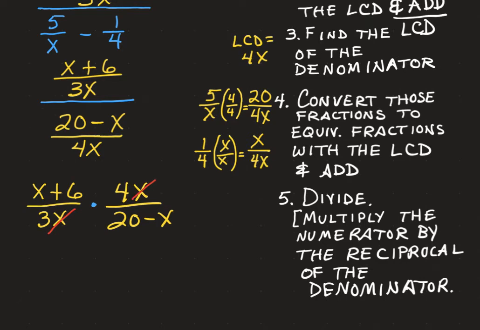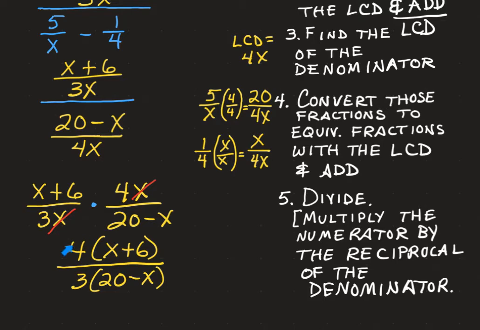Now be careful. You might think, oh, I have a 4 here and a 20 here, but 4 is a factor of 4x. It is not a factor of both 20 and x. It has to be a factor of the entire denominator before you can cancel it. The same with the 3 and the 6. 3 is a factor of 6, but 3 is not a factor of x, so you cannot do any further canceling. We multiply straight across in both the numerator and the denominator.